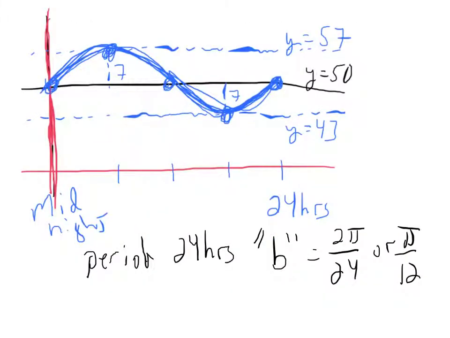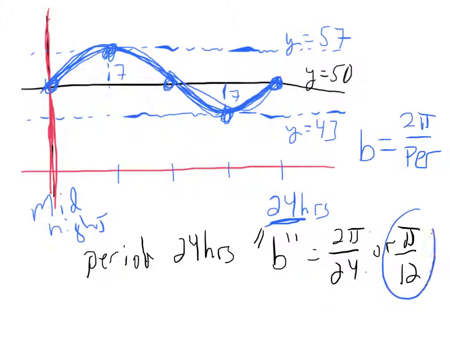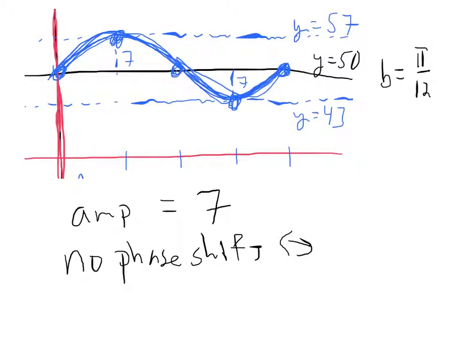The first step I like to do is find the period. To find the b number in the equation, it's always 2 pi divided by the period. Since I knew it repeated every 24 hours, I took 2 pi over 24 and simplified that to pi over 12. So that's my b. Then I noticed that it went up 7 and down 7 from that midline of 50. That told me the amplitude was 7.